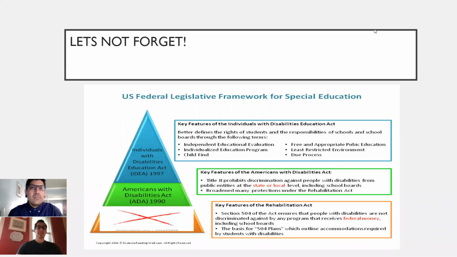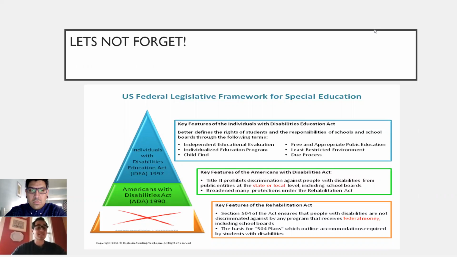Next slide, please. So again, we're going to come back to this framework for special ed and how it builds on each other. The first one we went over, the Rehabilitation Act, specifically Section 504, states that disabled peers cannot be discriminated against and must have the same access as everybody else. It laid the foundation and the framework of their rights.